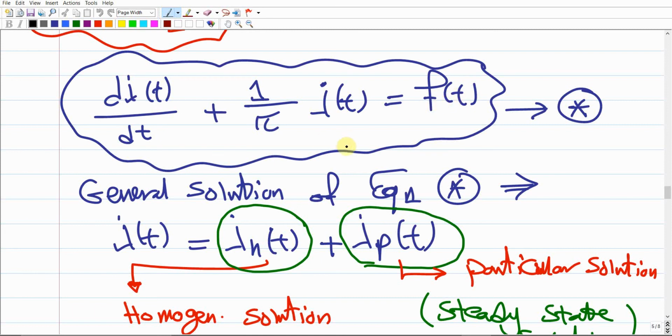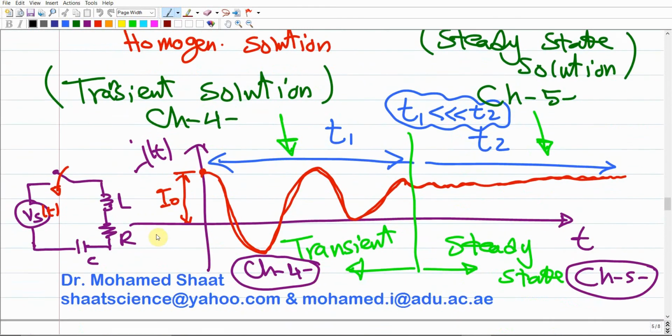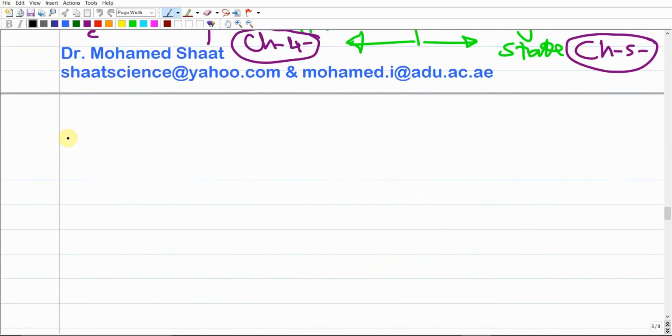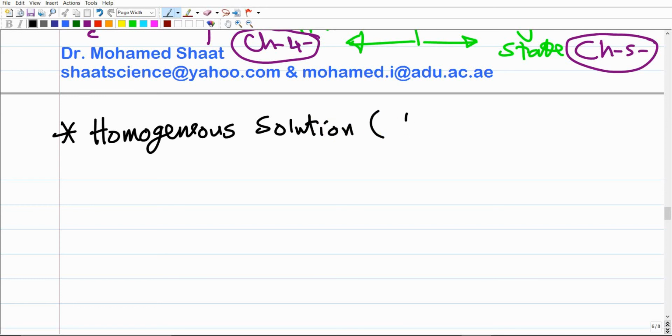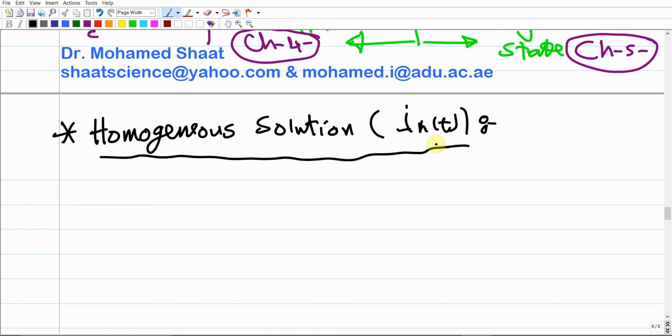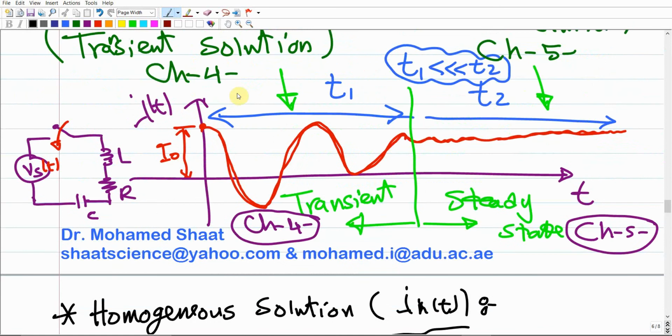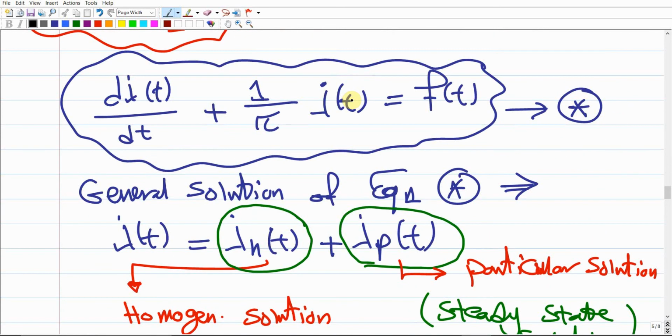So let us derive these two solutions, the homogeneous and the particular. Starting with the homogeneous solution, which should give us the transient solution, which is I homogeneous of T. You should understand that the same approach can be applied in case the Vs, the voltage source, is the one that is unknown. So you're just going to rewrite this equation again, but the right-hand side is going to be 0, and you're going to plug in H as a subscript.